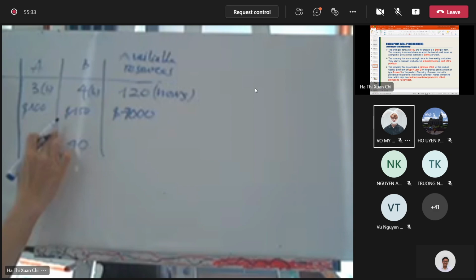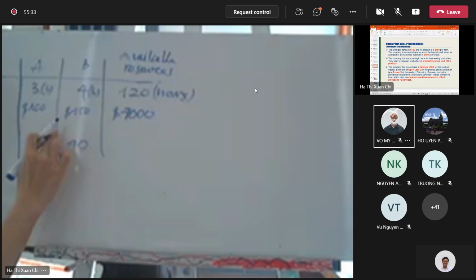Suppose the company has a clear order in which they wish to see the goals satisfied. For first priority, they achieve the profit goal. So here we have goal 1. Then achieve the strategic production goal, meaning each one must be at least 40, and the total here.